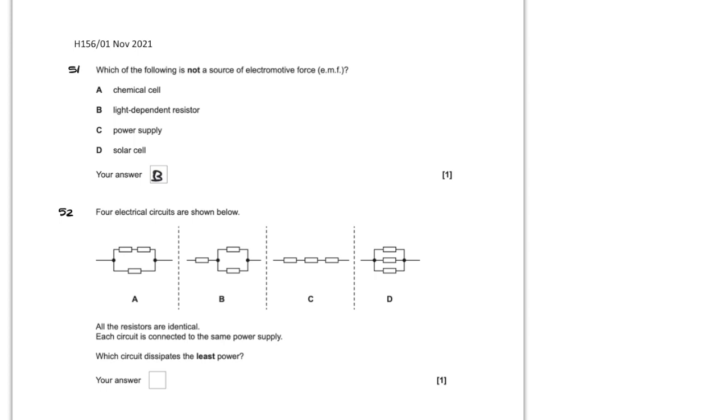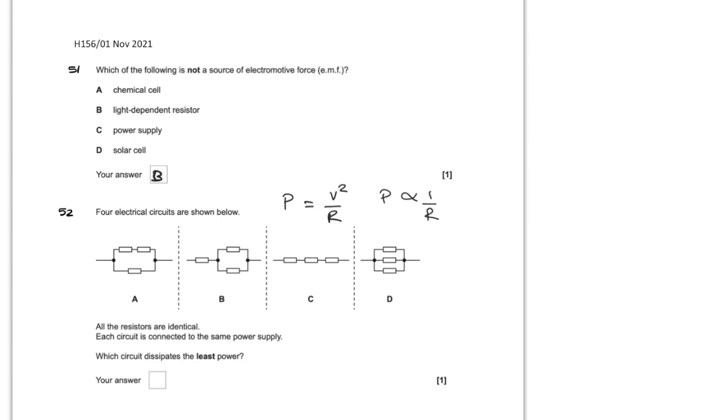If you have a parallel circuit, we know that P is equal to V squared over R. So if voltage is constant in a parallel circuit, then P is inversely proportional to R.